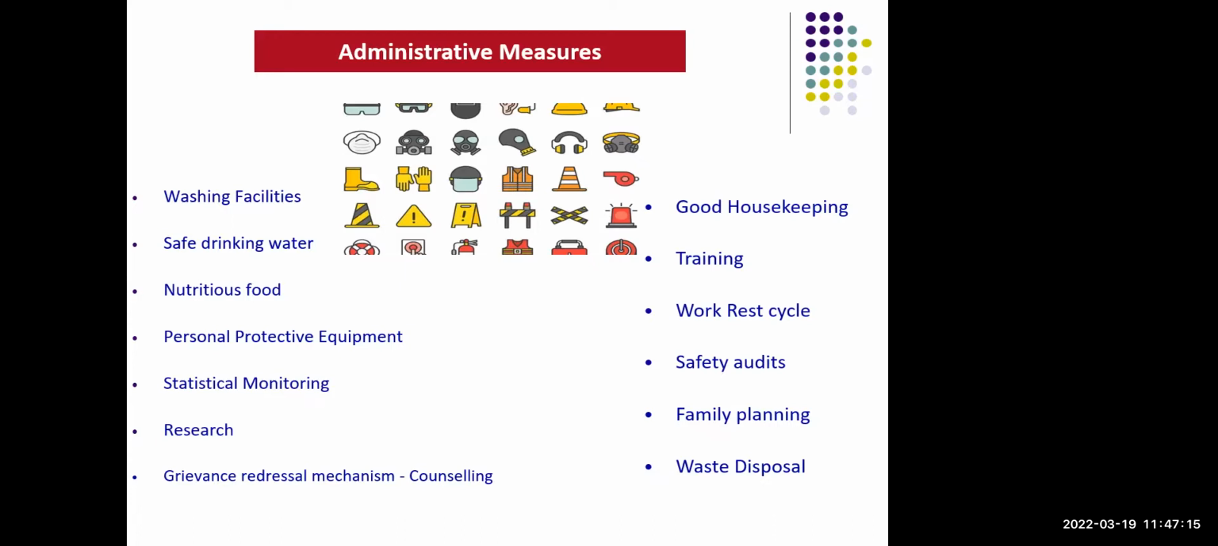Safety audits, I need not emphasize the importance of this. Family planning. Why family planning? Because a small family is a healthy family. With a healthy family, the person will be more productive, because it is said that people will bring their problems from home to work and work to home. Waste disposal, we have discussed this. It's very important. So these administrative measures should be in place.